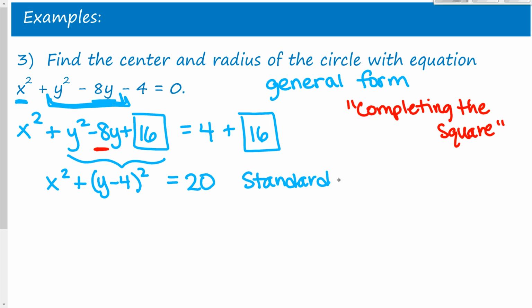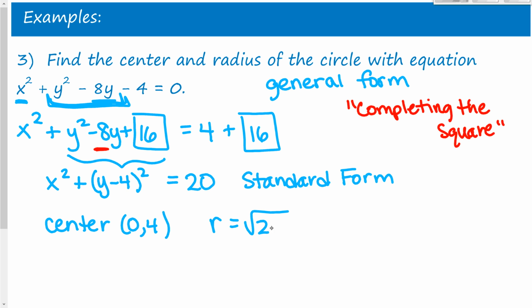And once you have the standard form equation, you can tell what the center is and what the radius is. So from this, we can tell that the center is the point (0, 4). That's our h, k. And we can tell that the radius is the square root of 20. And we'll go ahead and simplify that, and that would be 2 square root 5. And if you were asked to graph it, you could graph it from there. All right.